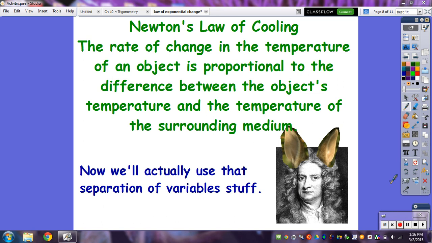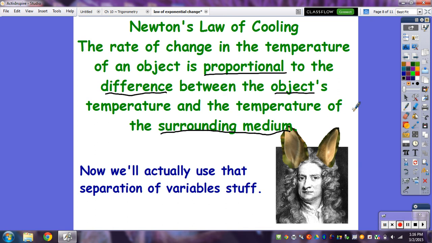Newton's law of cooling states that the rate of change in the temperature of an object is proportional to the difference between the object's temperature and the temperature of the surrounding medium. So the idea here is that we still have a proportional relationship, but instead of the rate of change being equal to k times y, instead of just a k value, it's now a difference.